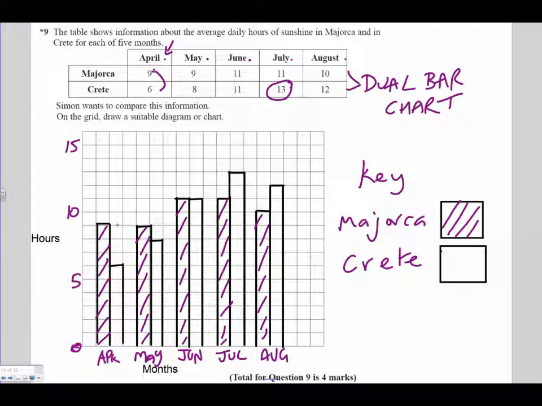The important thing to remember about the bar chart, dual bar chart, is to leave this gap between each of the bars. If there's no gap, then it's not a dual bar chart. It becomes a different display called a histogram. The final thing our bar chart needs is a title. So at the top, put a title. And that completes the bar chart.